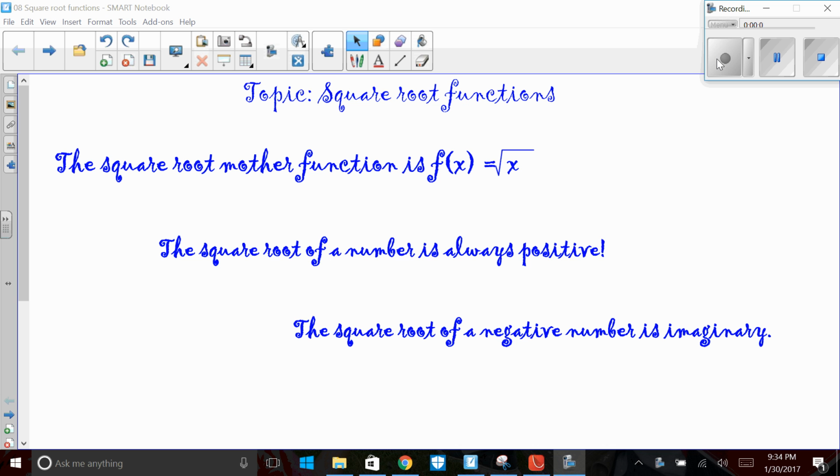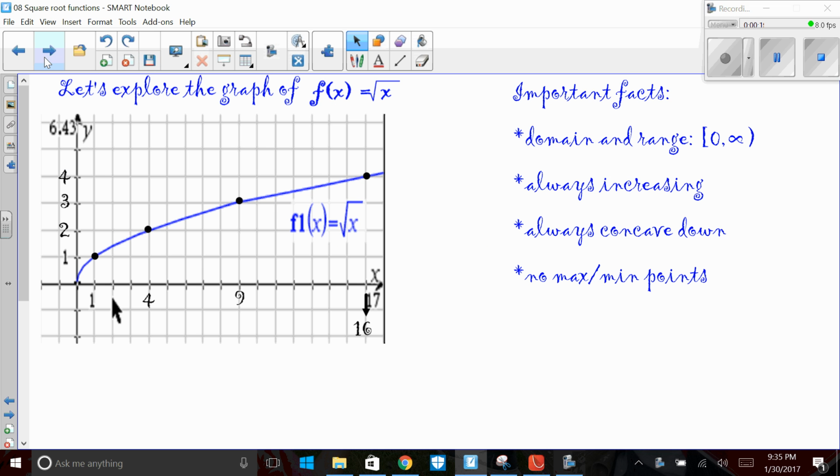Hi, today's topic is square root functions. The square root mother function is f of x equal to square root of x. The square root of a number is always positive. The square root of a negative number is imaginary. So these are some facts about square root functions that you need to know.